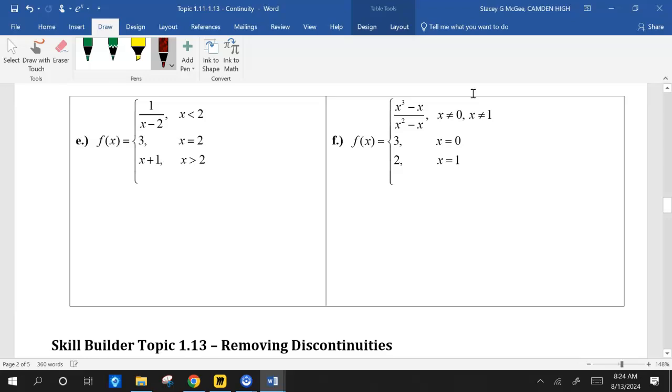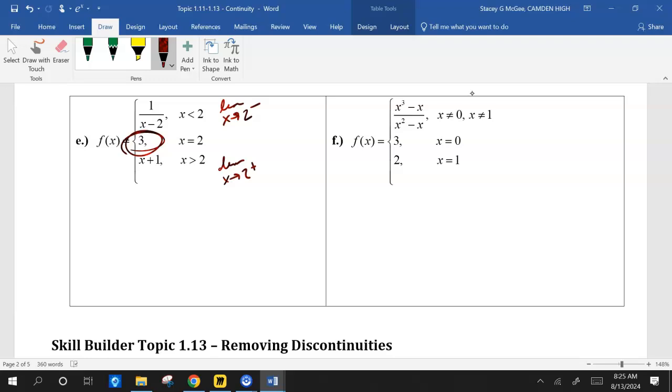All right, part E. Part E looks like the possibility of a hole, but maybe that hole is plugged with the 3. So the question is, if I plug it in, this is my limit as x approaches 2 from the left. This one is as x approaches 2 from the right. If these two equal each other and they also equal 3, then I'm continuous. But if they don't equal 3, I'm not continuous. This is creating a hole or an asymptote or something of the sort. So let's see what happens.